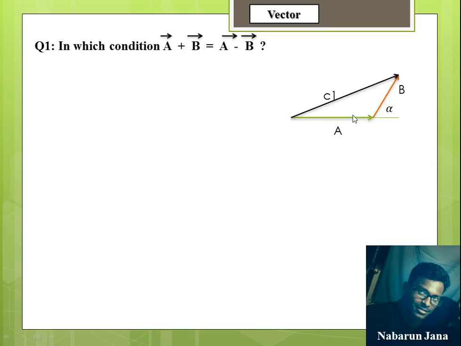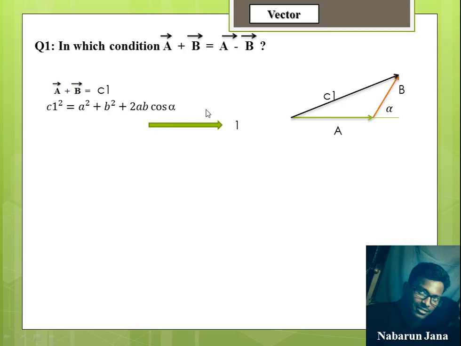That means from this figure we can calculate the value of vector A plus vector B. So we know vector A plus vector B equals C1. This is also a vector, so we should put an arrowhead on it. Now we know the formula c square equals a square plus b square plus 2ab cos alpha. Say this is equation 1.